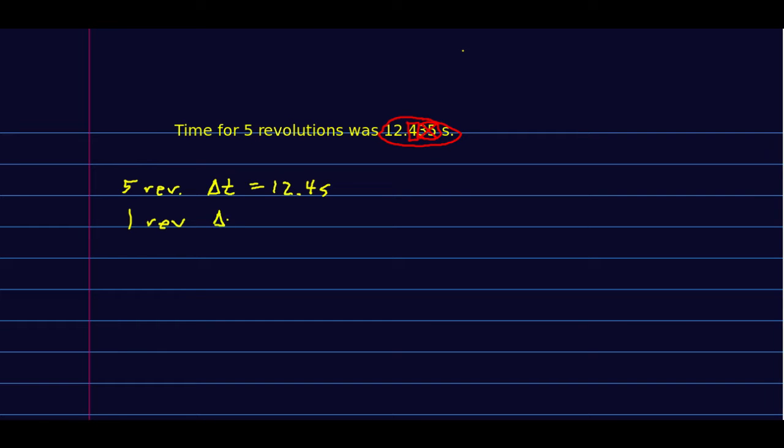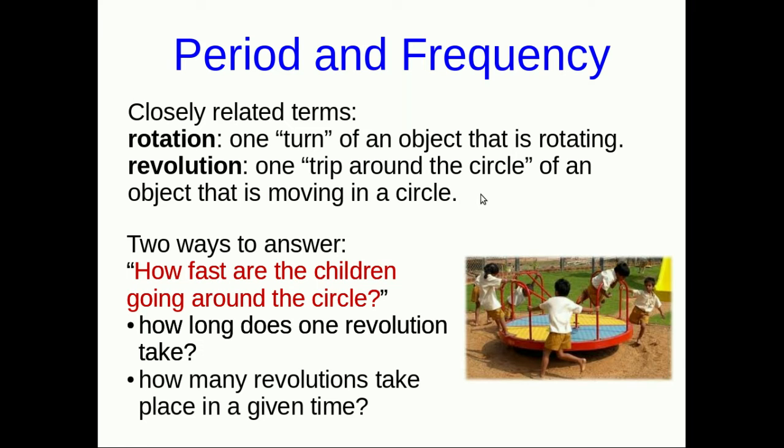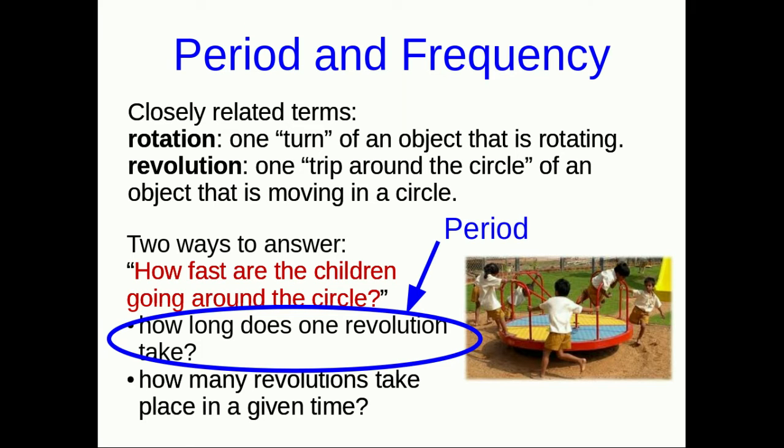And now, clearly, for 1 revolution, it must just be a fifth of that. My time for 1 revolution is just 12.4 seconds over 5, which my calculator informs me is 2.48 seconds, where again, that 8 probably has some significant uncertainty associated with it. So that's one way to answer this question, how fast are the children going around the circle? You say how long one revolution takes. And we have a word for that. That's called the period of the revolutions.